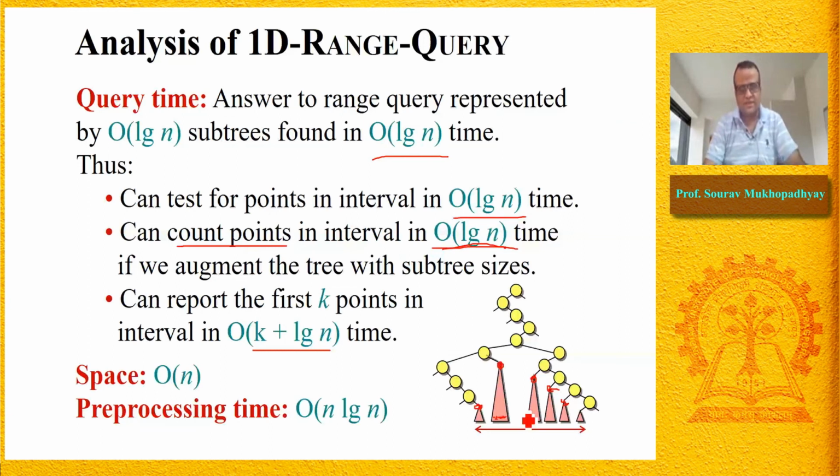So what about the space? We have n points, so the space is order of n. And the preprocessing: how to get this tree? There are n points because we are storing all the points in the leaves, and then we are forming the tree. So the height of the tree is log n. So it is basically n log n is the preprocessing time.